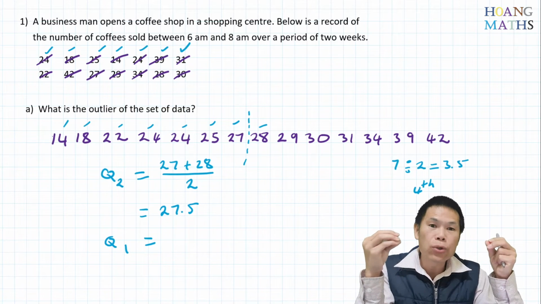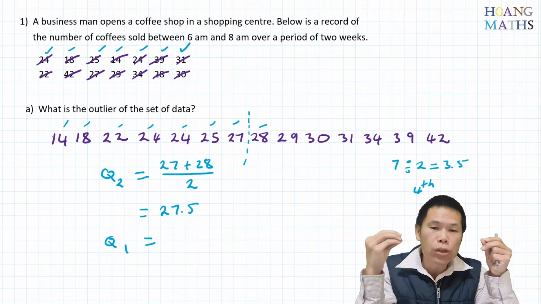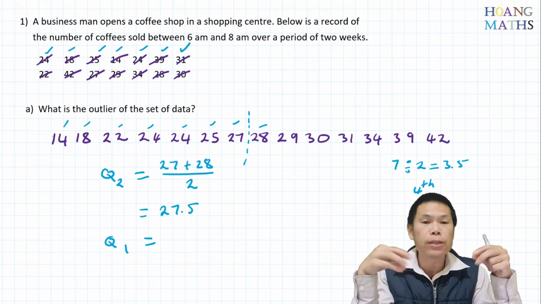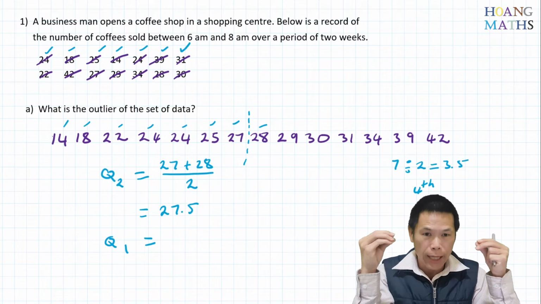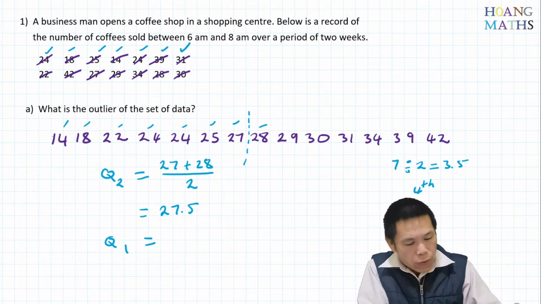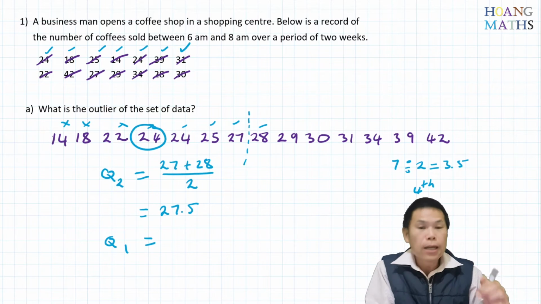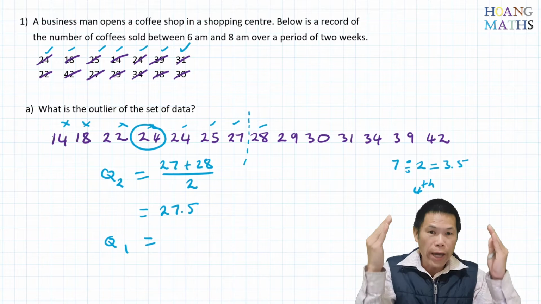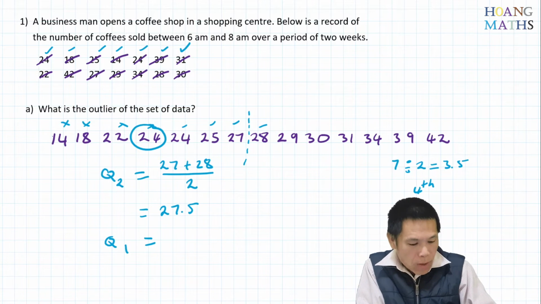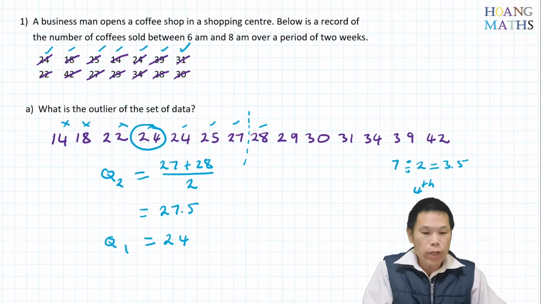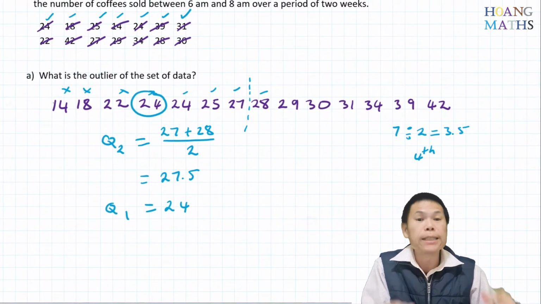Now, if you divide by 2 and get 10, that means you need to use the 10th and the 11th score. If you get something like 11.5, you take the 12th score. Just remember that, this is the process. So therefore, the fourth score is 1, 2, 3, 4. So that is the median of the lower end, which is Q1. So Q1 is 24.